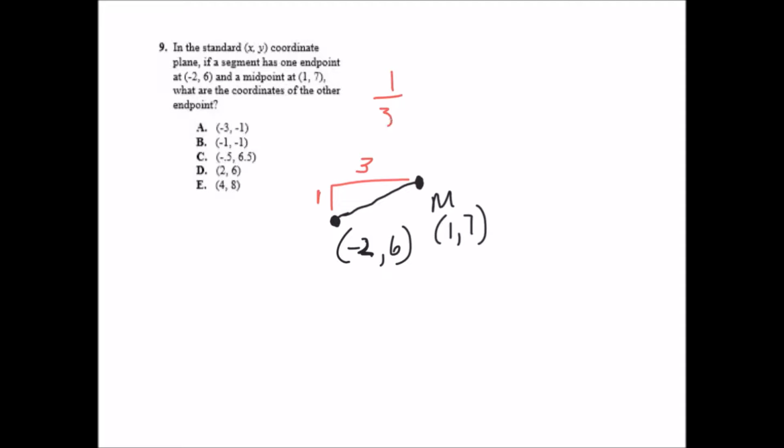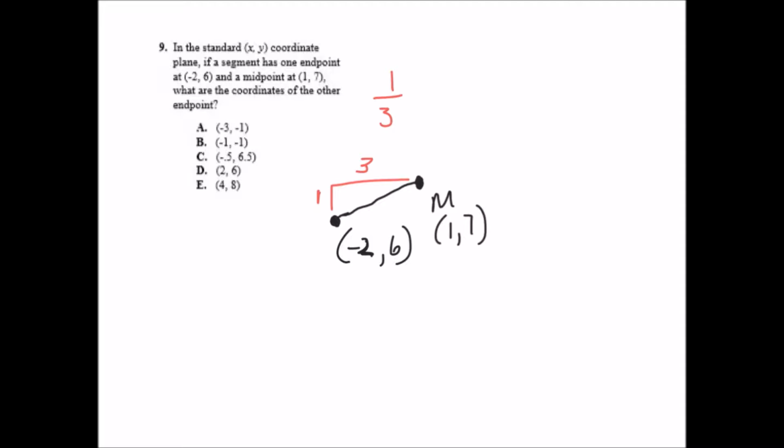Question 9 is another problem where we're given one endpoint and a midpoint of a line, and we want to find the other endpoint. In this case, one endpoint is -2, 6, and our midpoint is 1, 7. So the rise from the first point to the second point, we went from 6 to 7. So we went up 1, and then when we went over from -2 to +1, we went over 3. So our slope is 1 over 3.